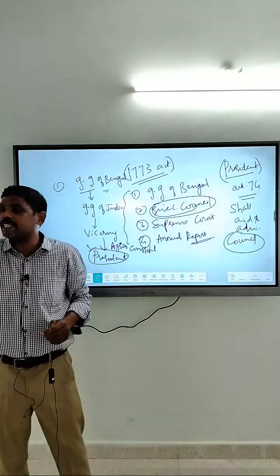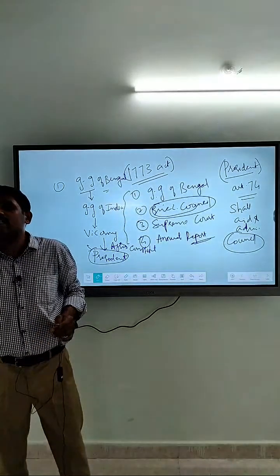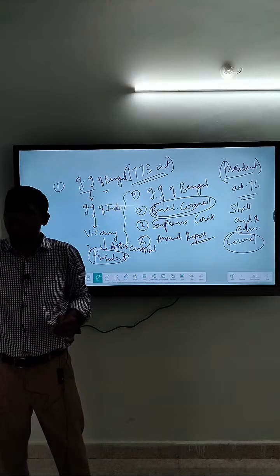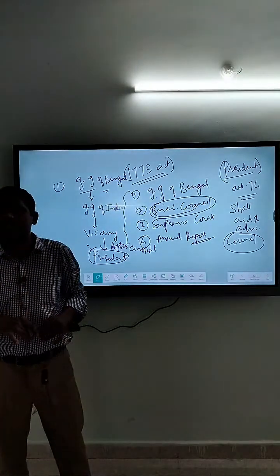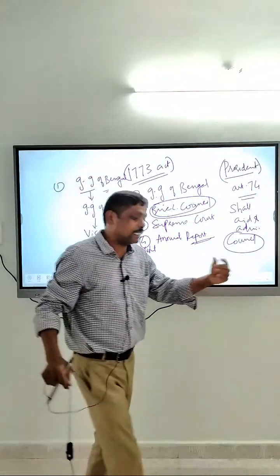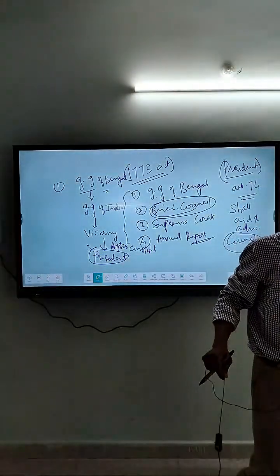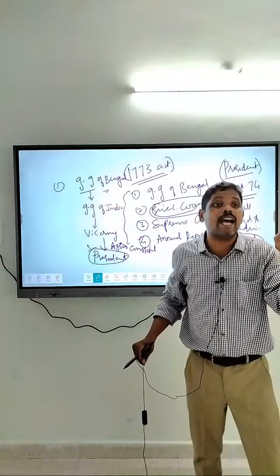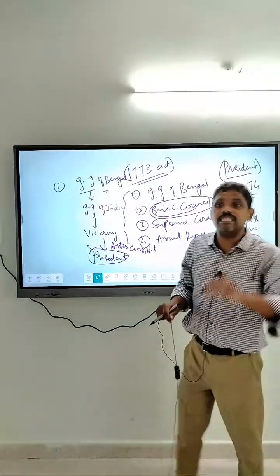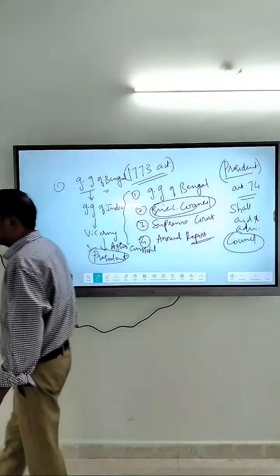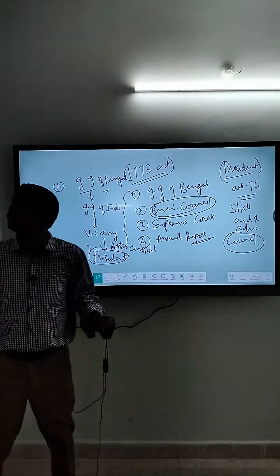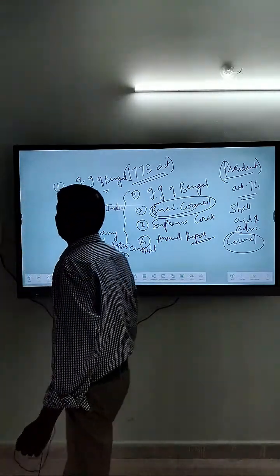Right? And 1773 Act subordinated Bombay and Madras to Bengal. That is, the Governor General of Bengal exercised powers even over Bombay and Madras. That means there is an element of centralized administration. 1773 Act has introduced a centralized administration.